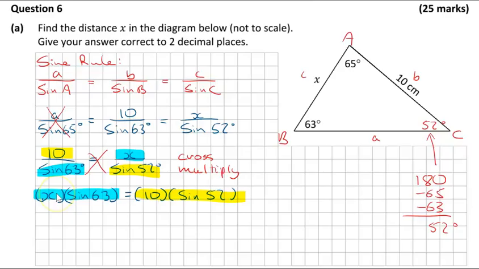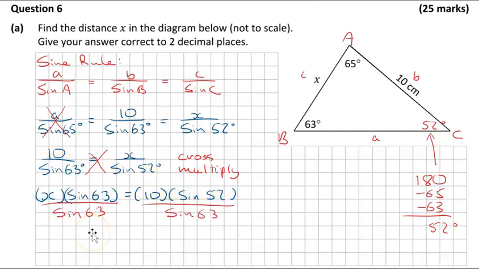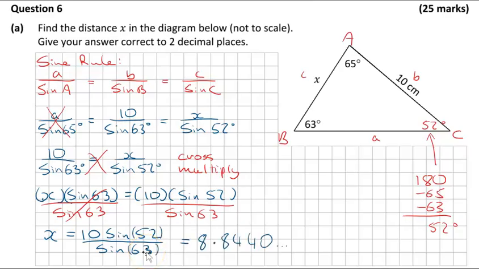We want to solve for x, get the x on its own. So we're going to divide by what's stuck onto the x, which is sine 63. So dividing both sides by sine 63. Well, sine 63 divided by sine 63 is 1. Anything divided by itself is 1. So you get 1x, or just x. And then stick into your calculator, making sure you're in degree mode. 10 sine 52 all over sine 63 is 8.8440, and rounding to 2 decimal places.